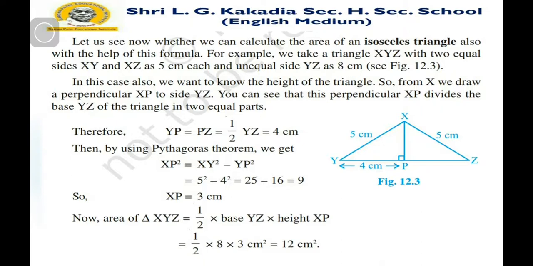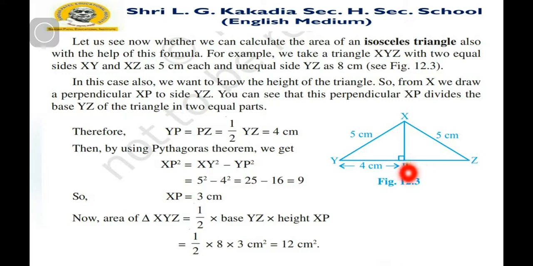the isosceles triangle. As you know, in the isosceles triangle, two sides are equal. If we draw a median from the included angle of the equal sides, then it divides the opposite side YZ into equal parts. It is also given that the side is 8 centimeter, so YP will be 4 centimeter, as you can see here. Therefore YP is equal to PZ.